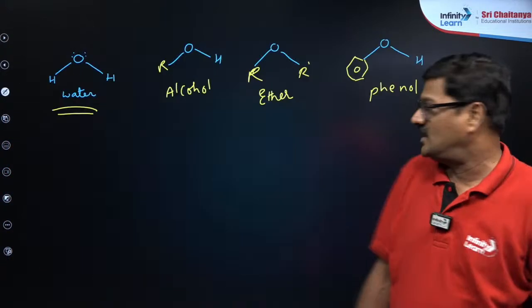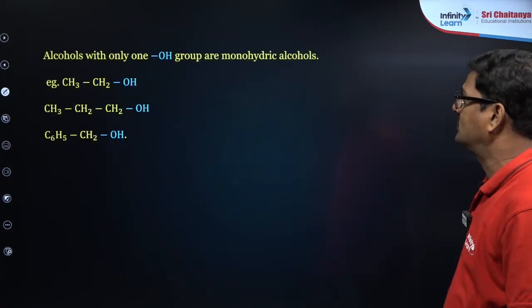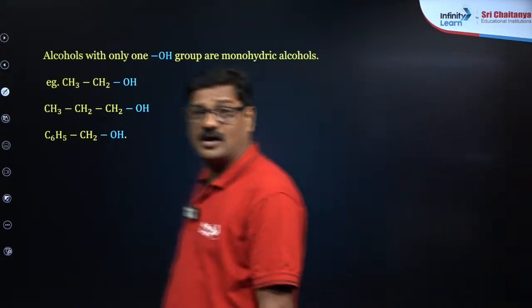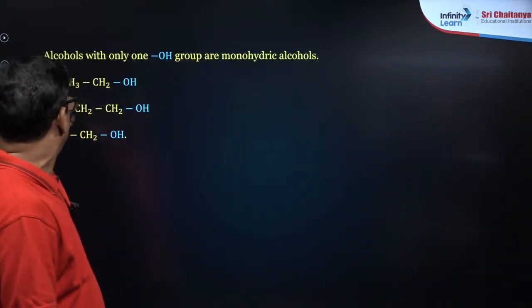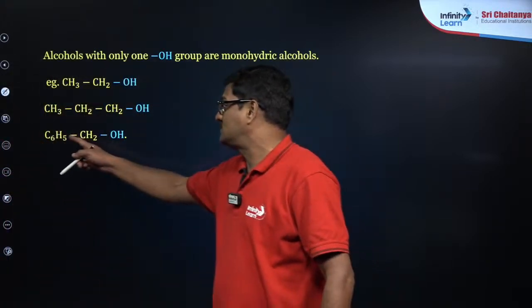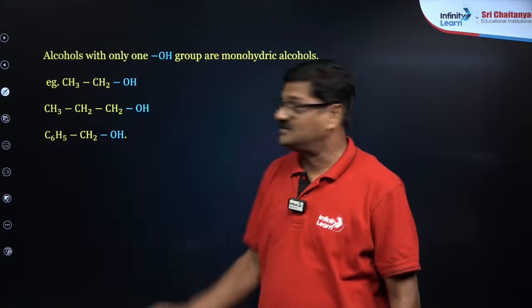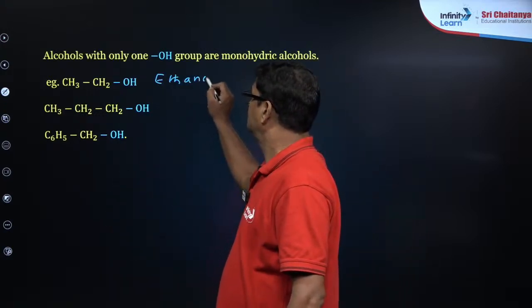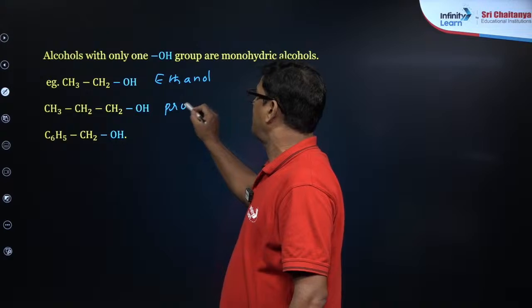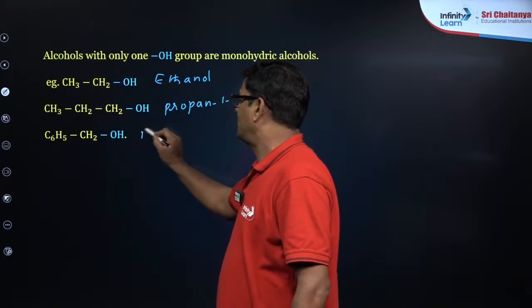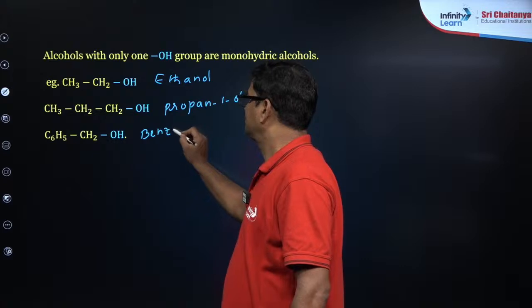That is benzyl alcohol. Alcohols with only one OH group are called monohydric alcohols, that is ethanol, propan-1-ol, and benzyl alcohol, right? This is ethanol, this is propan-1-ol, and this is benzyl alcohol.